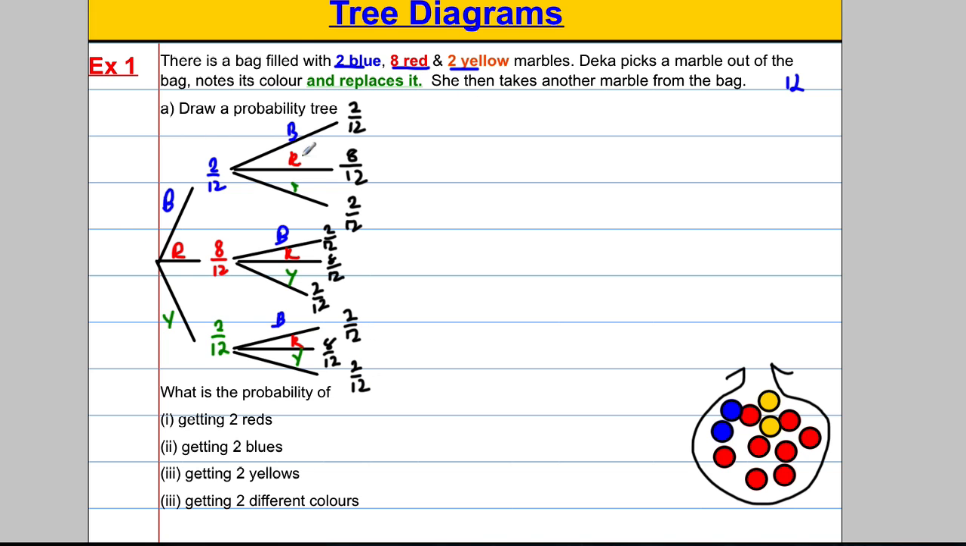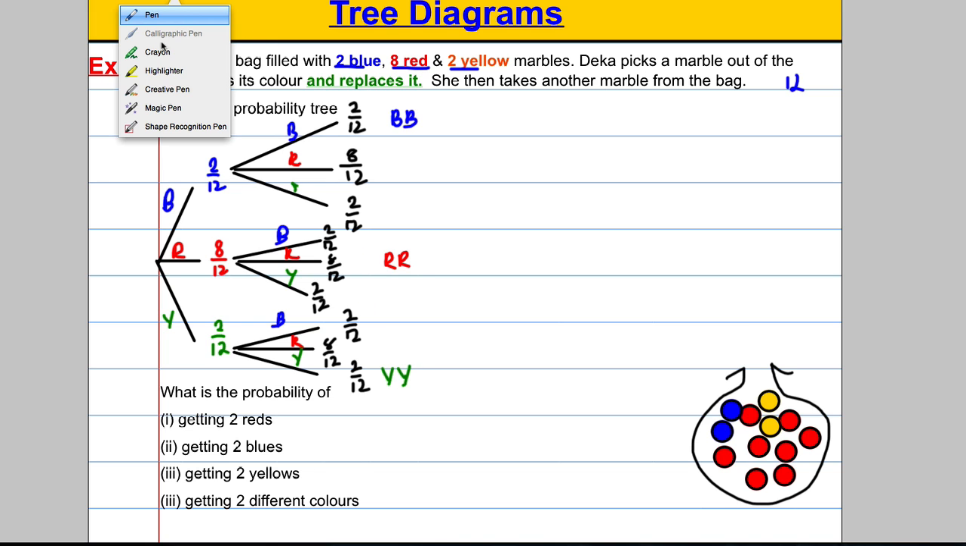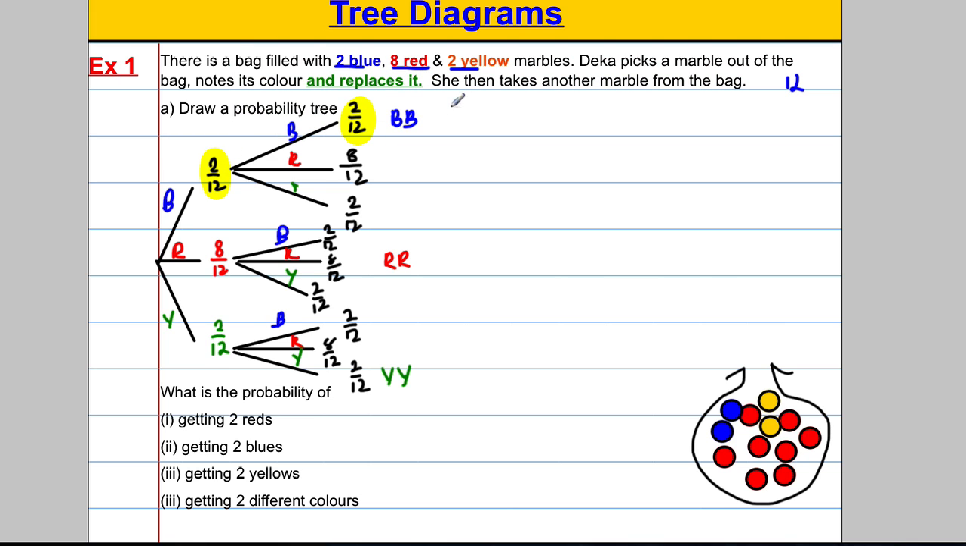Now, you can work out the probability of 2 blues, the probability of 2 reds, and the probability of 2 yellows. And what you do is you multiply the probabilities. So you multiply this by this to get the probability of 2 blues. When you multiply fractions, 2 twelfths times 2 twelfths, you multiply tops and multiply bottoms to get 4 out of 144. For 2 reds, you do 8 out of 12 multiplied by 8 out of 12, which is 64 out of 144. And last one, 2 out of 12 times 2 out of 12 again, and you get 4 out of 144.